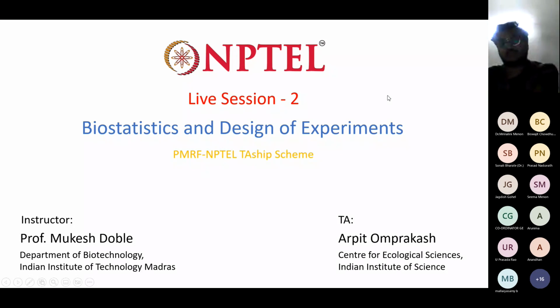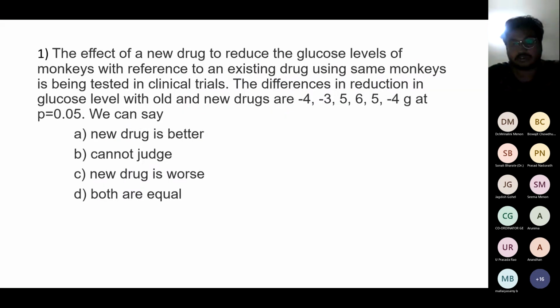Okay, so we'll start today. We'll solve an assignment that is similar to the third assignment, which you have to submit now. The first question is the effect of a new drug to reduce the glucose levels of monkeys with reference to an existing drug, using the same monkeys, being tested in clinical trials. The difference in reduction in glucose level with old and new drugs are -4, -3, 5, 6, 5, -4 at P of 0.05. We have to choose an option: is the new drug better? We cannot judge which is better. The new drug is worse, or both of them are equal.